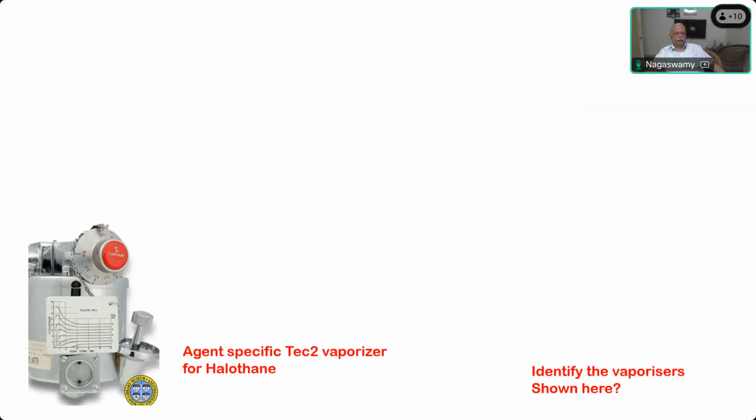Observation skill. This is a test for your observation skill. How is the control lever, the control dial setting here? Is it on the top of the vaporizer or facing the vaporizer? You are facing the... So this is a very old method. They were having the control dial projecting like this.